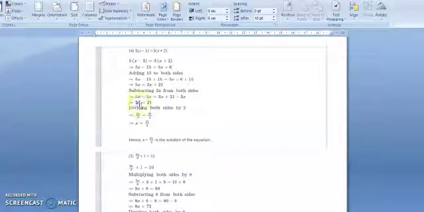Now to eliminate this 2, divide both sides by 2. So 2x upon 2 equals 21 upon 2. So x equals 21 upon 2. So this is the solution of the equation.